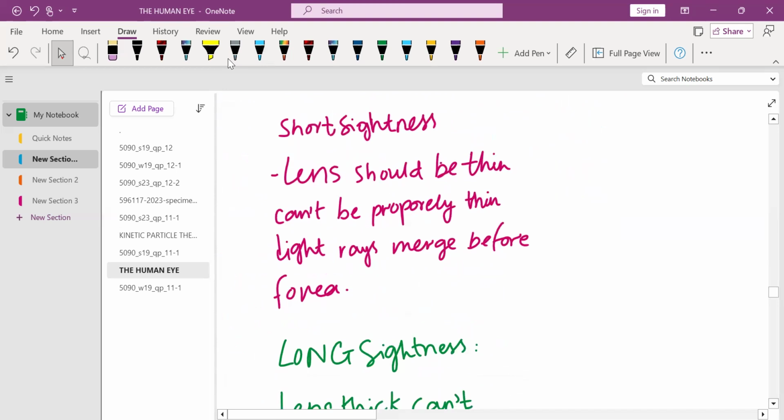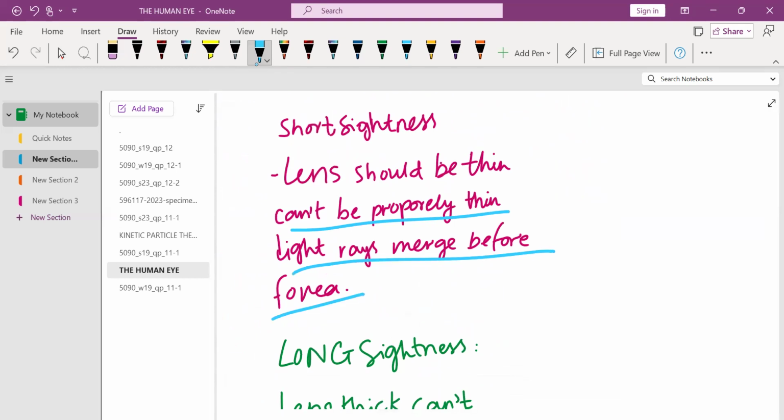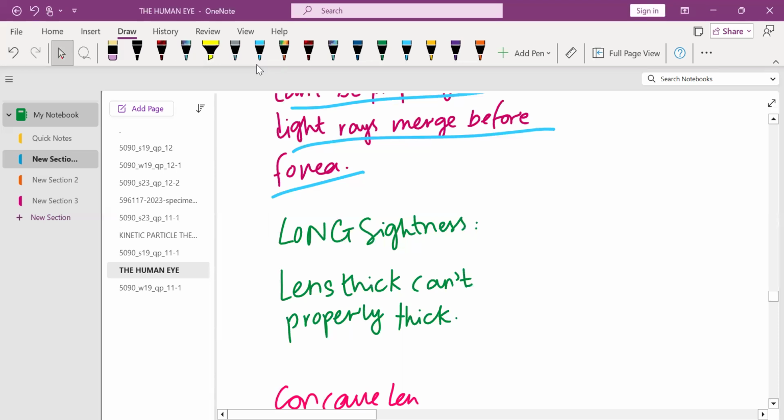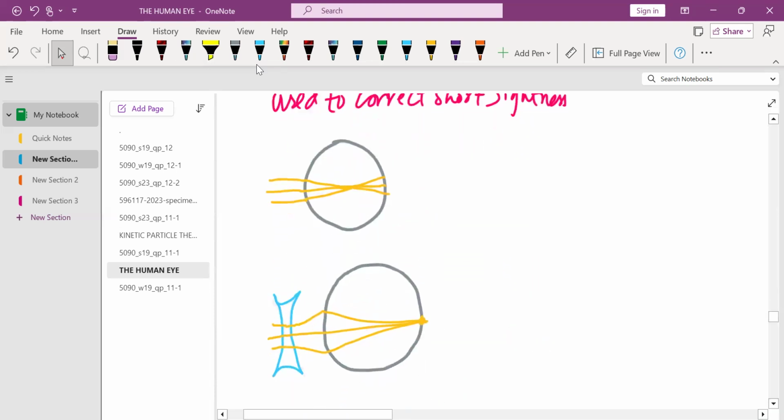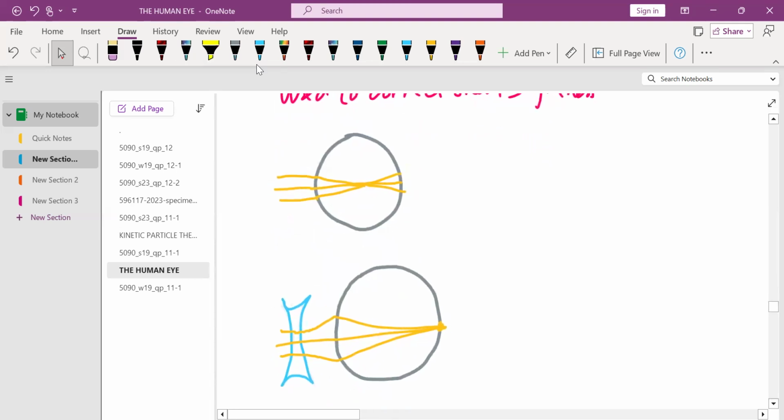In short-sightedness, the lens couldn't become properly thin, and the light rays merge before the fovea. The fovea is a point where the photoreceptor cells are present and the image is formed. Before the fovea the light rays merge, due to which the image isn't formed on the retina. Instead, the image is formed before the retina, so the image isn't formed clearly.